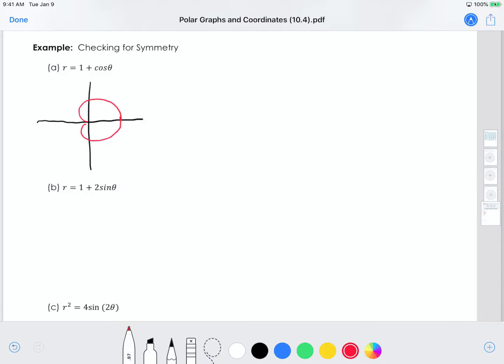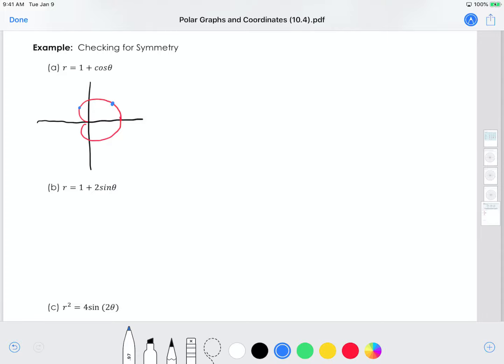If I look at the origin, if I have a point over here and I add 180 degrees to it, I should have the same point over here and vice versa. If I have a point over here, I should have a point over here. This to me does not look like symmetry about the pole.